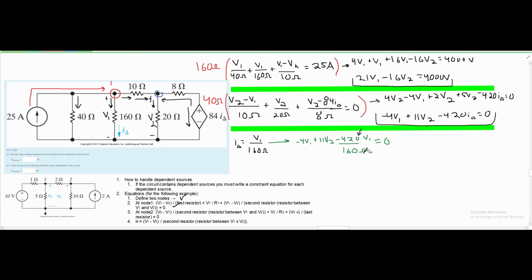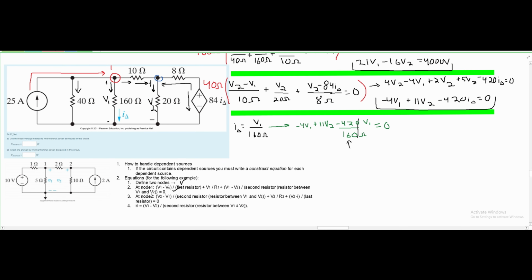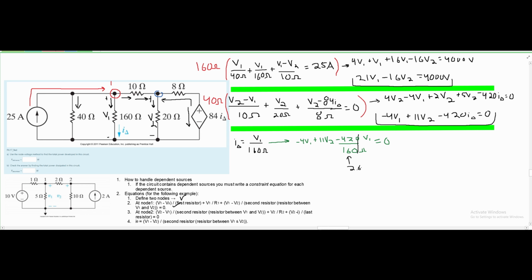Anyways, the resistance on the bottom is not supposed to exactly be here, so we're just going to ignore it for this part. I'm going to get rid of these zeros, and then I'm going to divide 16 by our 42. Doing this, we're going to get a 2.625 V1 here, and this is negative, so we're going to add our V1s together. We're going to get a negative 6.625 V1 plus 11 V2, and that's equal to 0.